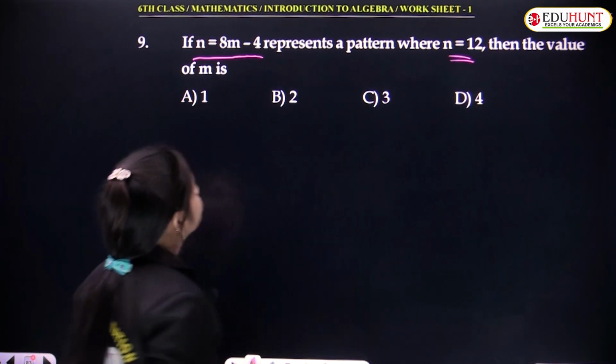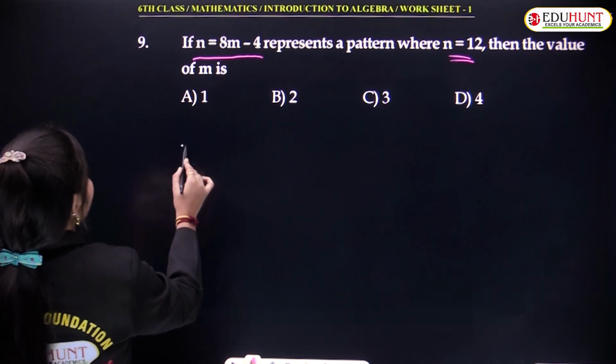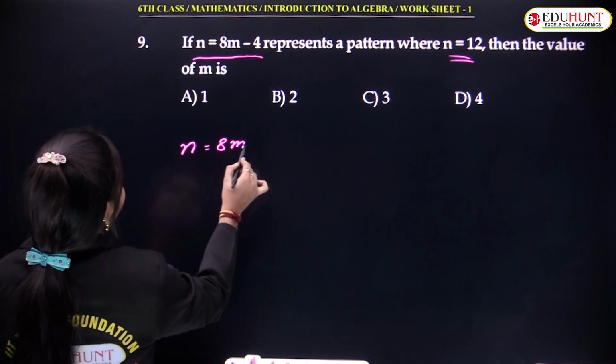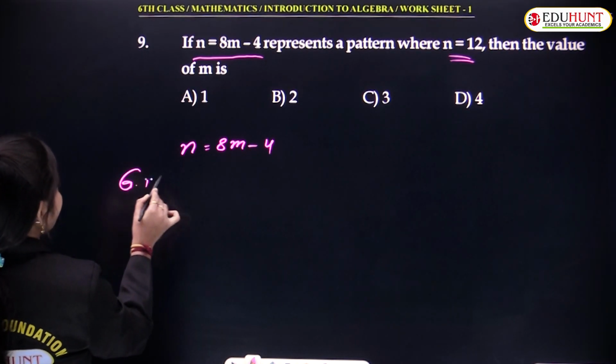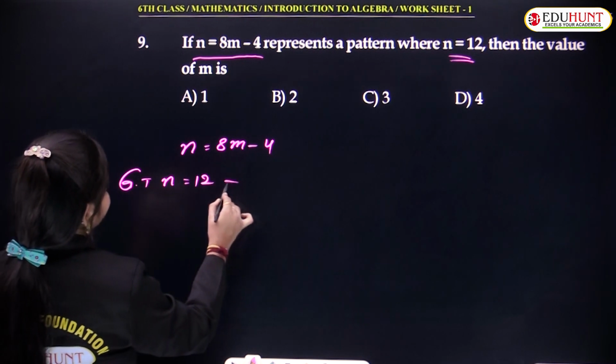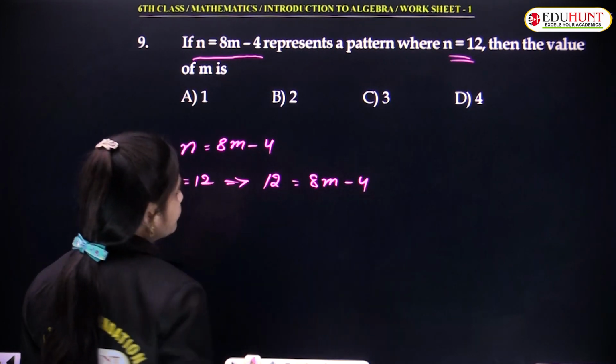9th question says that if n is equal to 8m minus 4 represents a pattern where n is equal to 12, then the value of m. Again substitution only. See here, n is equal to 8m minus 4, and they given that n is equal to 12. Then here 12 is equal to 8m minus 4.